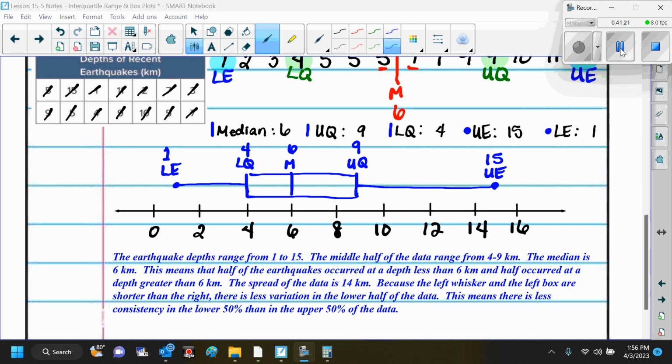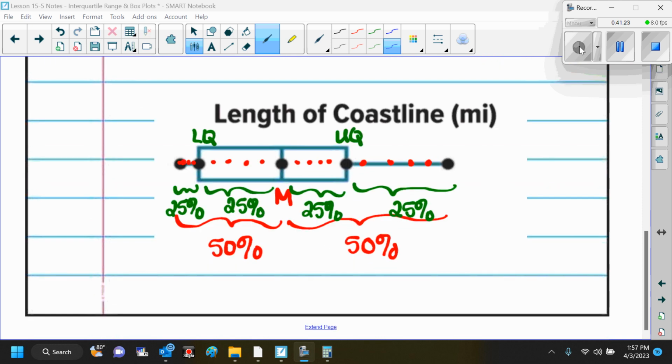So just as a reminder, here is the length of the coastline. This is the information that we wrote down before we did that example 2A, and it was talking about the percentages on the box plot. So I would like for you to make sure you have this in your notes, okay?